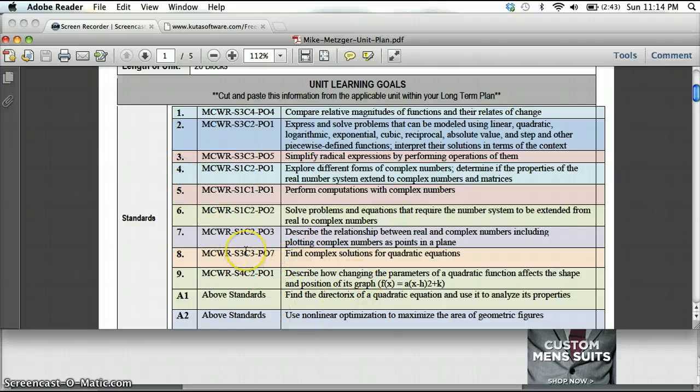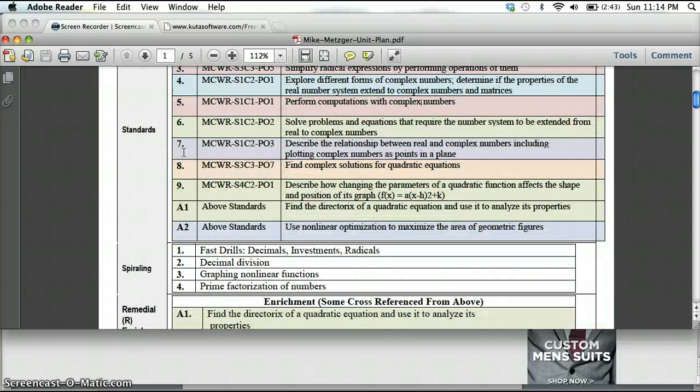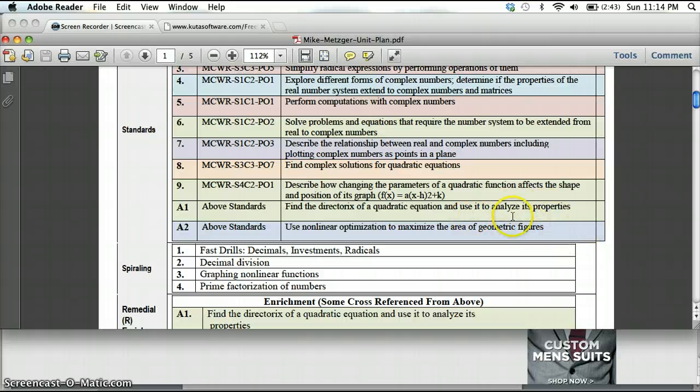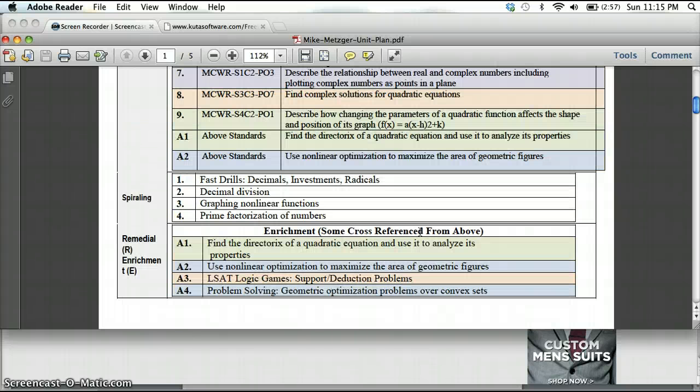However many steps it takes to completely master the quadratic equation, that's what has to be included here. Now look down here. Mike includes above standards, A1 and A2. So he threw in these above standards, which are from the AP Calculus exam. He wants students to be able to also answer these two standards. So he's pushing students a little bit even above the standard learning goals.